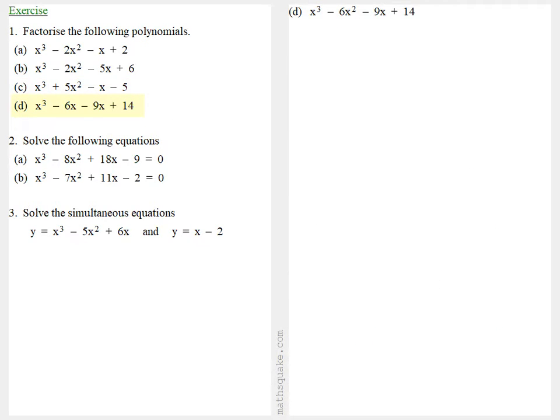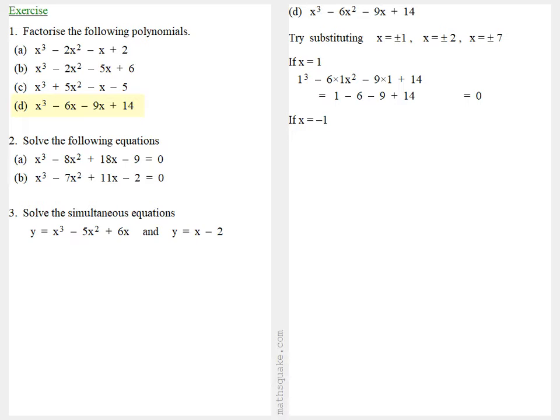In part D, we have x cubed minus 6x squared minus 9x plus 14. Since it ends in 14, we should try x equals plus or minus 1, x equals plus or minus 2, x equals plus or minus 7, and perhaps x equals plus or minus 14. If we try x equals 1, we have 1 cubed minus 6 times 1 squared minus 9 times 1 plus 14, which equals 1 minus 6 minus 9 plus 14, which is equal to 0.